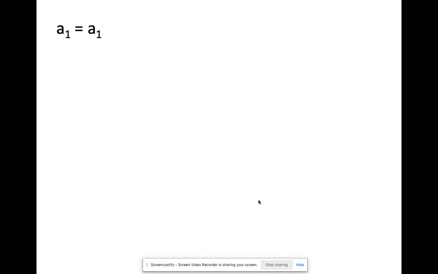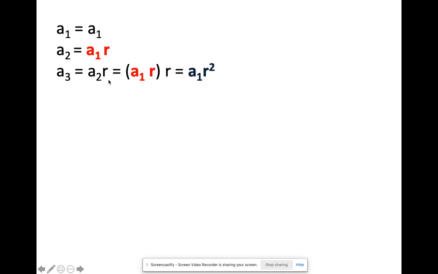So what we're going to do is derive the formula. Let the first term be a sub 1. Remember, to get to a sub 2, we multiply a sub 1 by a number. Let's call it r, so a sub 2 is a sub 1 times r. Now, to go to a sub 3, I have to multiply a sub 2 by r. But a sub 2 is the one in red, so I get a1 times r times r, so a1 r squared. Take note of the pattern. This is squared, this is 3. What do you think a sub 4 would be?